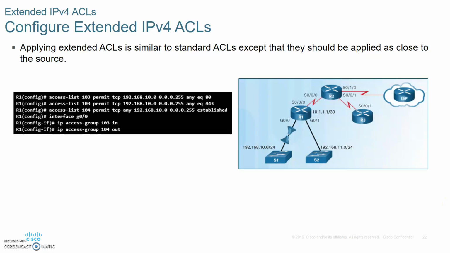Applying an extended ACL is the same as a standard ACL; we use the same command, ip access-group. The big difference is that an extended access control list should be put as close to the source as possible. In this case, the source is here, and I will allow them to go to the internet. So it will be on R1, this interface going in, on G0/0. How about the return traffic? Return traffic will be coming back like that. So on the same interface here, but going out, to allow the return traffic to come back.